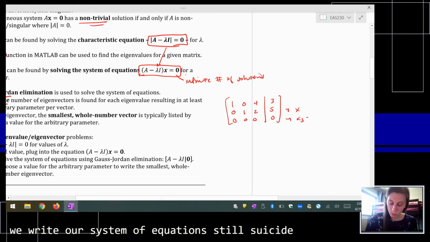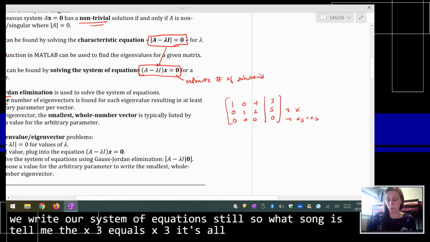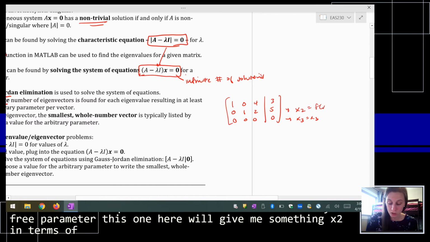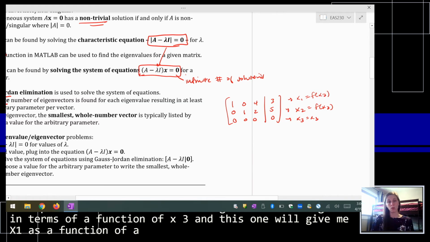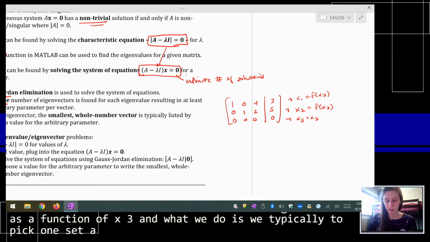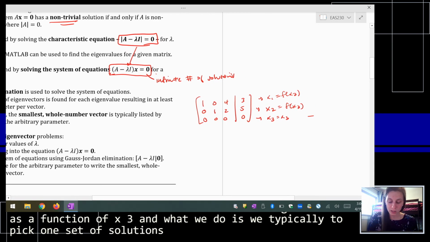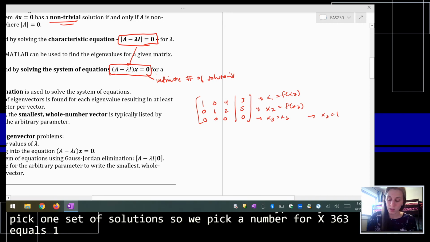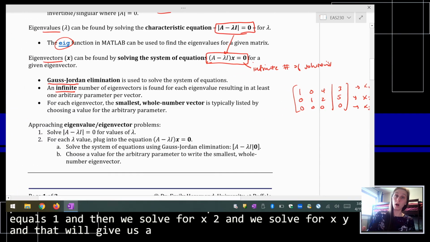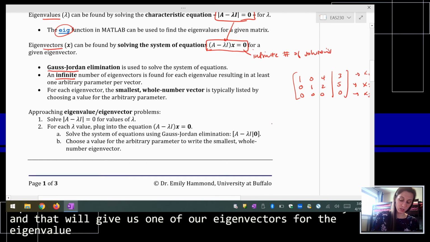So this one just tells me that x3 equals x3. It tells me that x3 is my free parameter. This one here will give me x2 as a function of x3. And this one will give me x1 as a function of x3. And what we typically do is pick one set of solutions. So we pick a number for x3, say x3 equals 1, and then we solve for x2 and we solve for x1. And that will give us one of our eigenvectors for the eigenvalue. And this just describes that process.